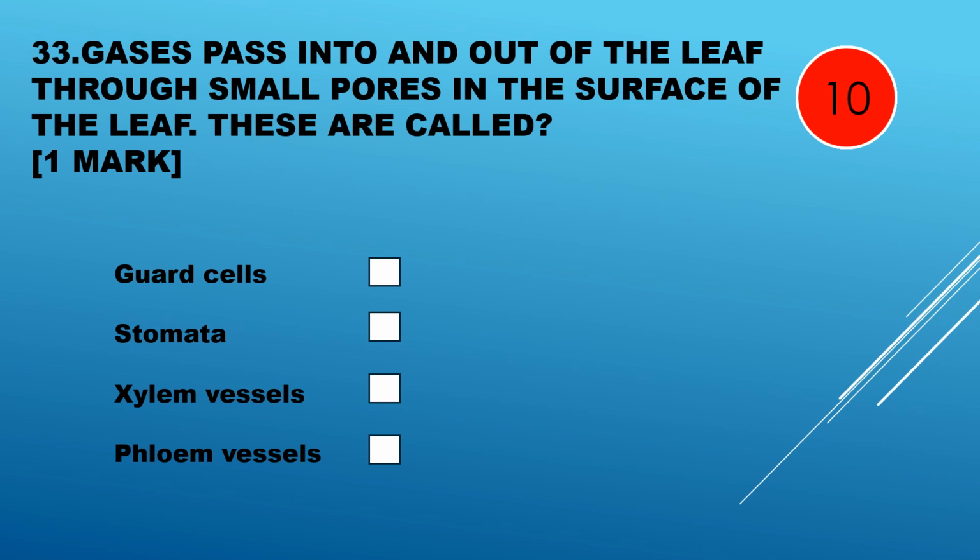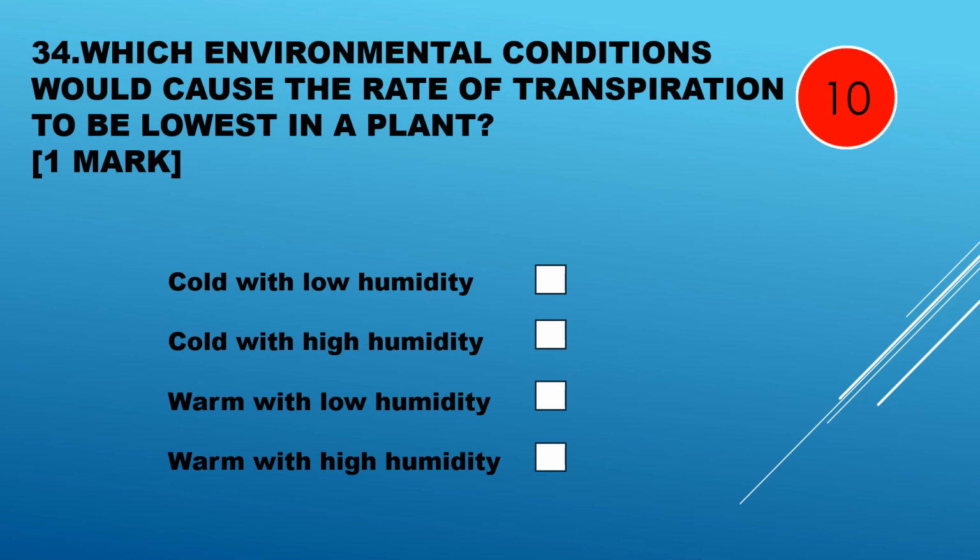These are called guard cells, stomata, xylem vessels or phloem vessels. Small pores are called stomata. Question 34. Which environmental conditions will cause the rate of transpiration to be lowest in a plant? Cold with low humidity, cold with high humidity, warm with low humidity, warm with high humidity. It's cold with high humidity.